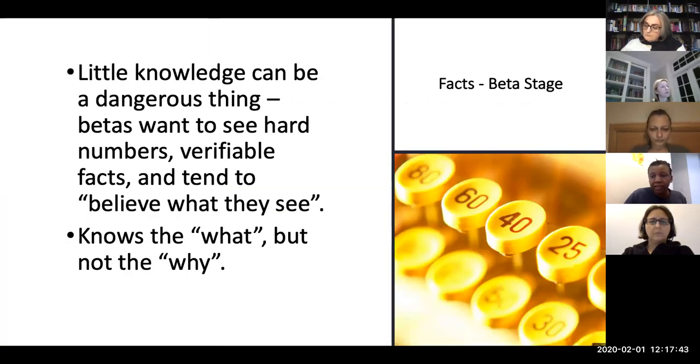And then the fact stage, which is a better stage. The danger with this one is that when you have little facts, whatever decision or thinking people are doing is based on that little information which they have. They know the what, but they don't actually know the why. So they're just doing what they see or what they read, without verifying. They're just doing it, right?